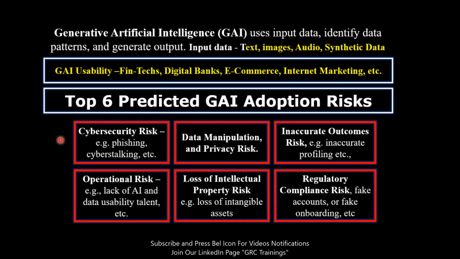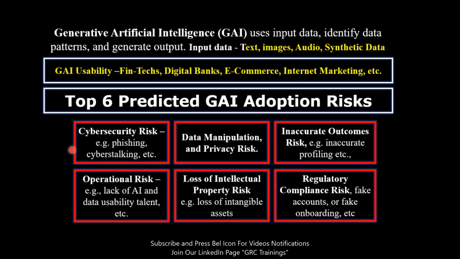Number one is the cybersecurity risk, and it includes phishing emails or cyber stalking, where the internal people, the management, or the human resources of the organization are contacted by criminals online, and the criminals might convince the organization's employees to perform different criminal activities like opening fake accounts or gaining access to confidential data and so on.